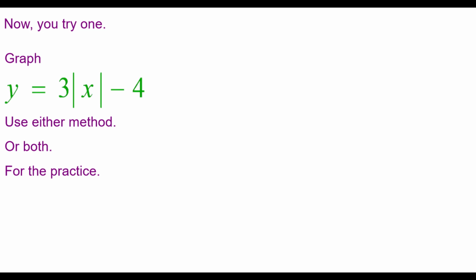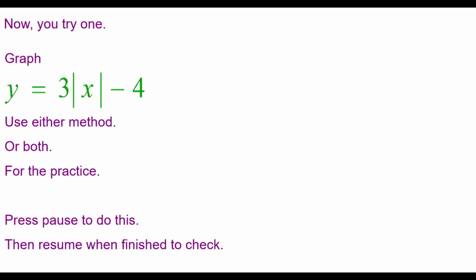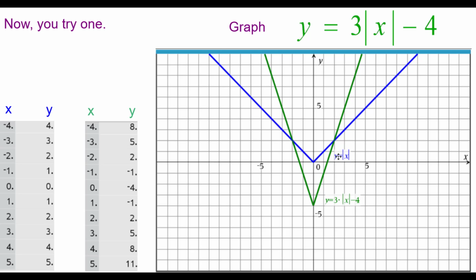Now you try one. Graph y equals 3 times the absolute value of x minus 4. Use either method or both for the practice. Press pause to do this and resume when you're finished to check your answer. And here is your answer, along with the table with the parent function and the one you're asked to do.